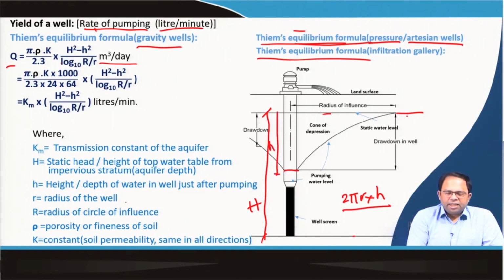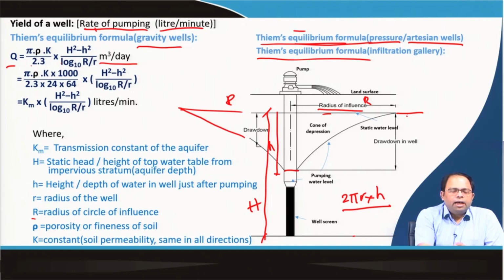And r is the radius of the well, and big R is the radius of the circle of influence. So this is the big R, the radius of influence, and rho is the porosity or fineness of the soil. k is the constant or soil permeability, which is the same in all directions. These are some of the assumptions when this formula was derived: it has to be in equilibrium, the soil has to have the same permeability in all directions, and there have to be test wells.